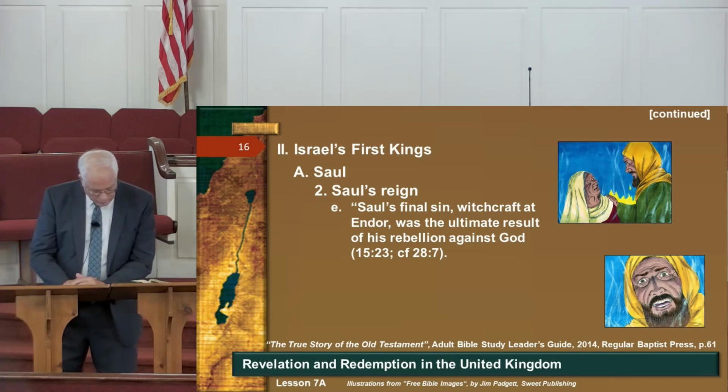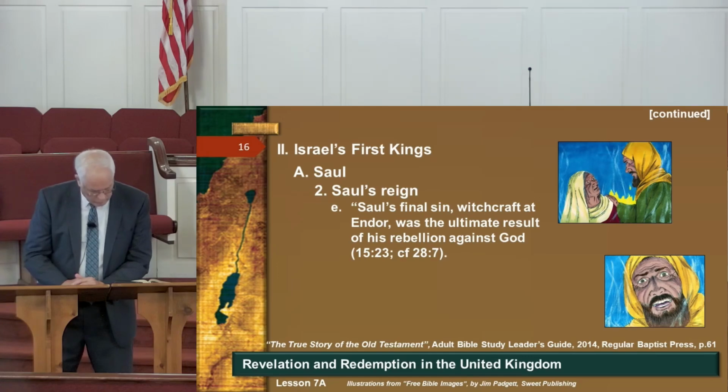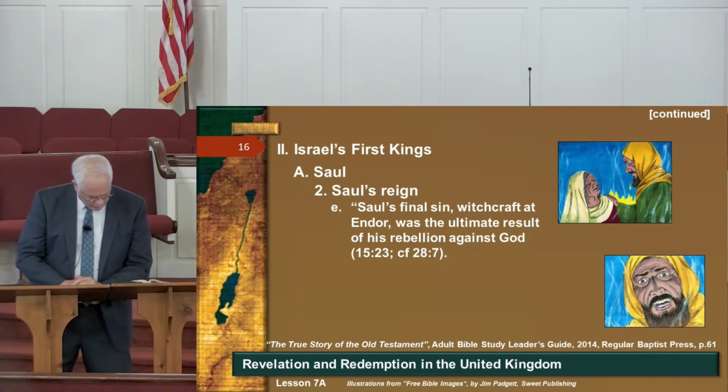Then said Saul unto his servant, Seek me a woman that hath a familiar spirit, that I may go to her and inquire of her. And his servant said unto him, Behold, there is a woman that hath a familiar spirit at Endor. And Saul disguised himself and put on other raiment, and he went, and two men with him, and they came to the woman by night.